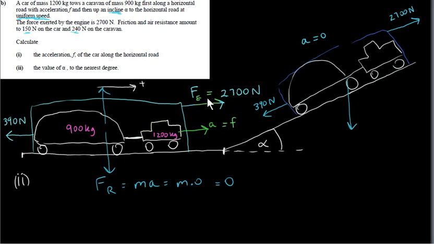So we only had to sum this vector here and this vector here to get the resultant force. That's not the situation now, because the weight force is acting in such a way that it has a component in this direction.